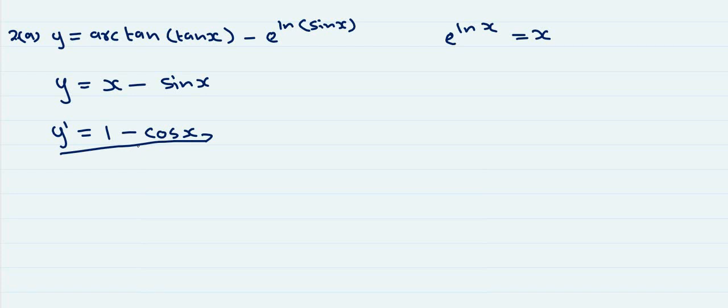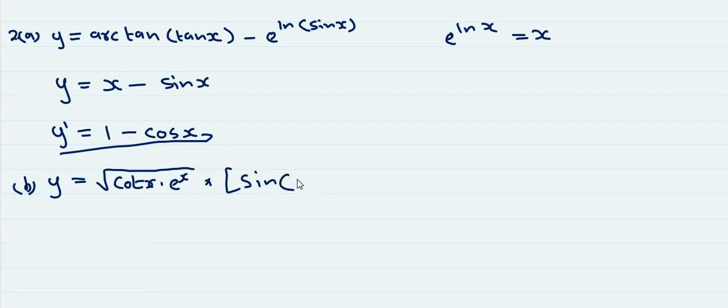Then at number 3, number b: y equals the square root of cot x multiplied by e to the exponent x, all multiplied by the sine of cos of the angle x squared plus 1, all to the exponent 0. So here we have a function of a function.